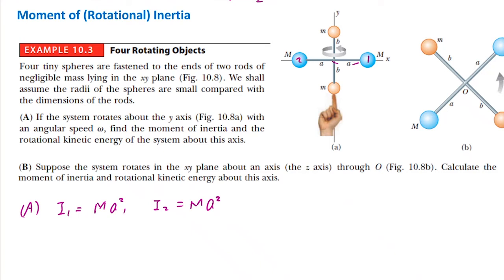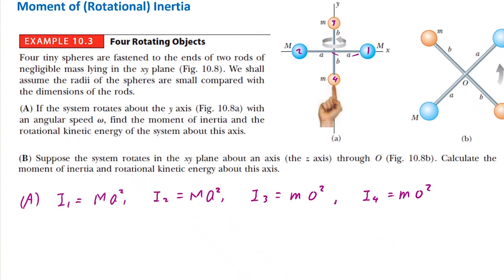What about I3? That's lowercase m times 0 squared, isn't it? And then what about I4? Well, this is 3 and this is 4. So that is also lowercase m times 0 squared. So for the total moment of inertia, why do moments of inertia, or rotational inertias, add? That's got to be a question you had. Is there any reason for this to add?